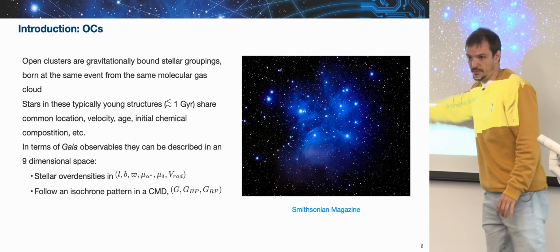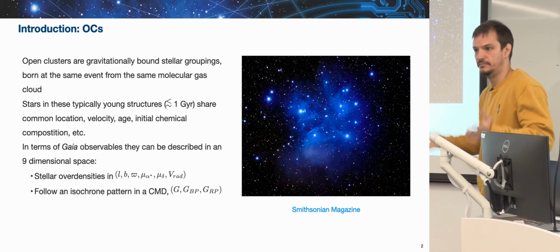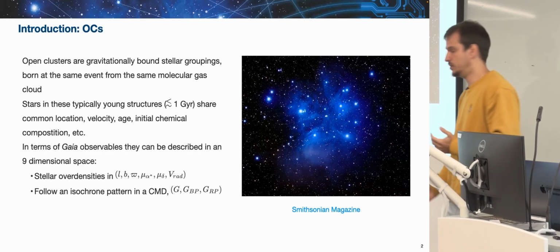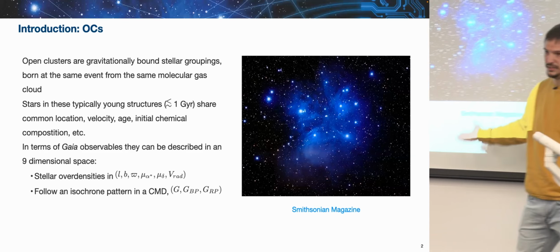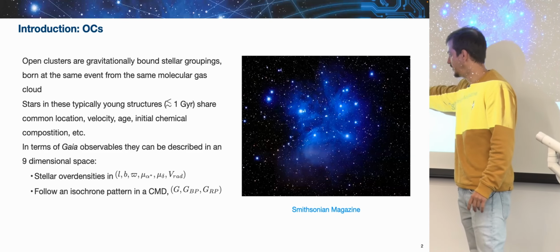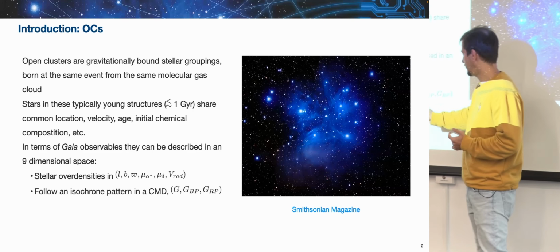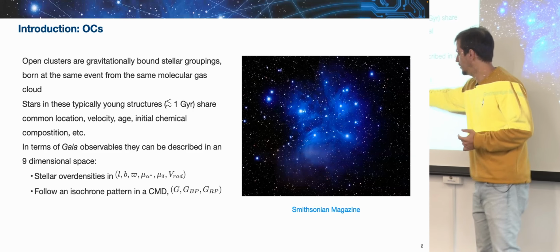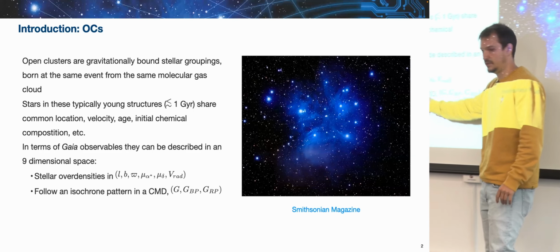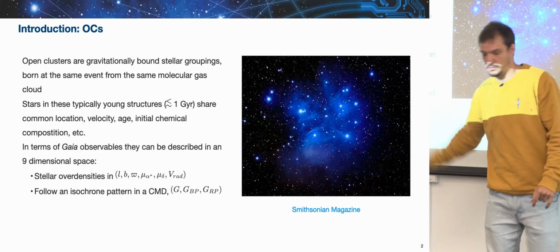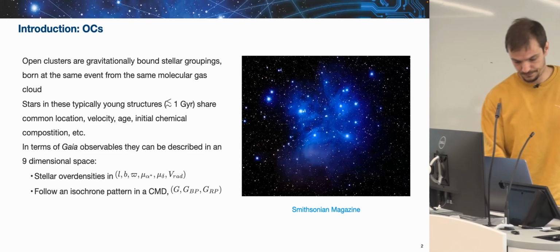And in terms of Gaia data, which is what we're going to focus on now, with Gaia we have astrometry and photometry for more than 1 billion stars, and it's the first time that we can describe open clusters in 9 dimensions, so in a high dimensional space. We can describe them as stellar overdensities in this 6-dimensional space. We don't have radial velocities for all of the stars, so most of the time they will be defined in this 5-dimensional space. Plus, they follow an isochrone pattern in a color magnitude diagram, adding 3 more dimensions. So that is the definition of open cluster I will use for the rest of the talk.